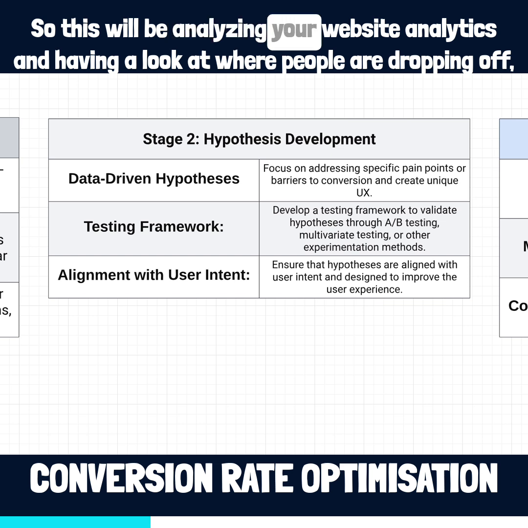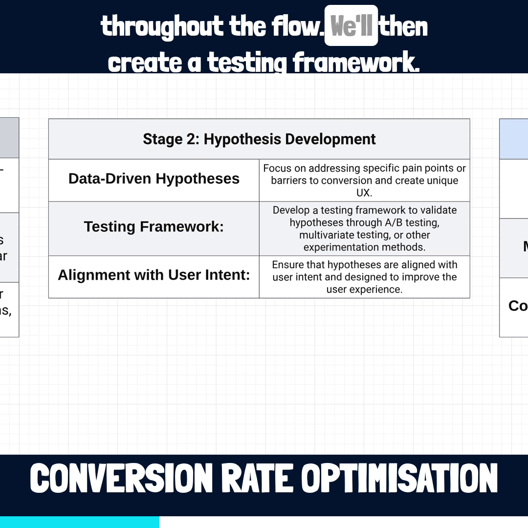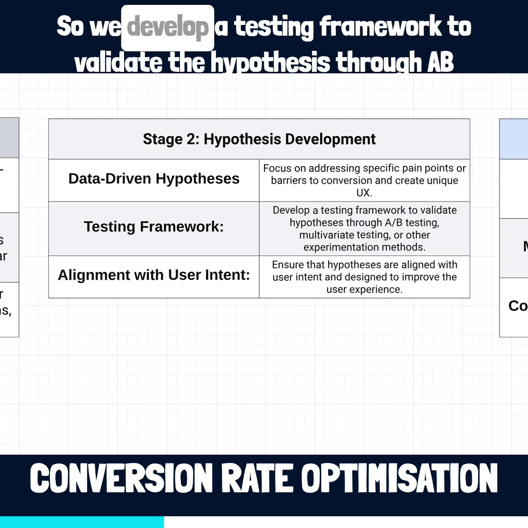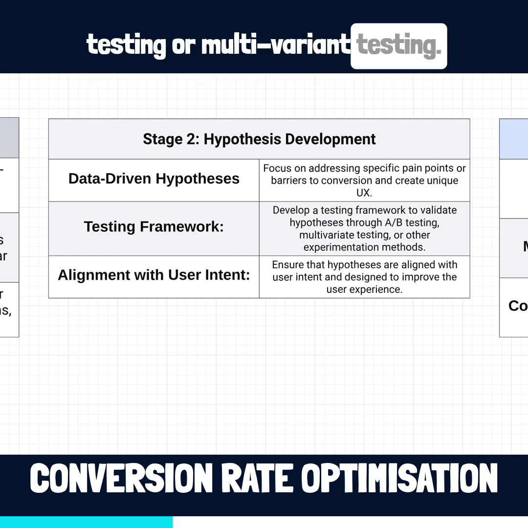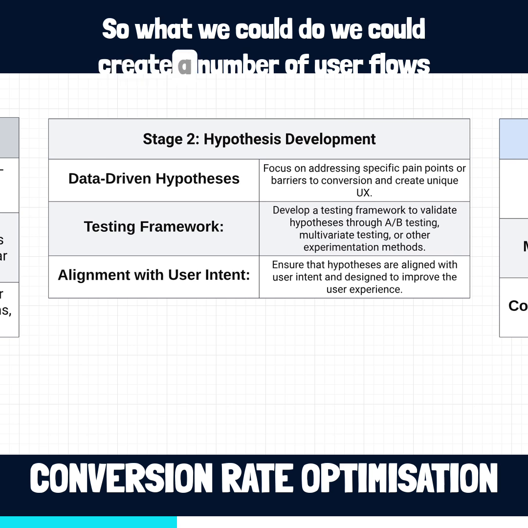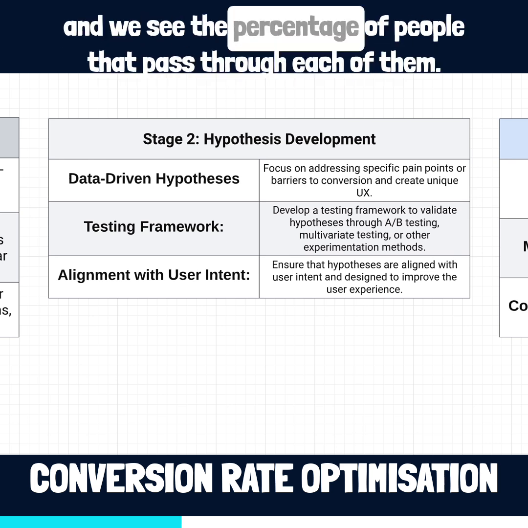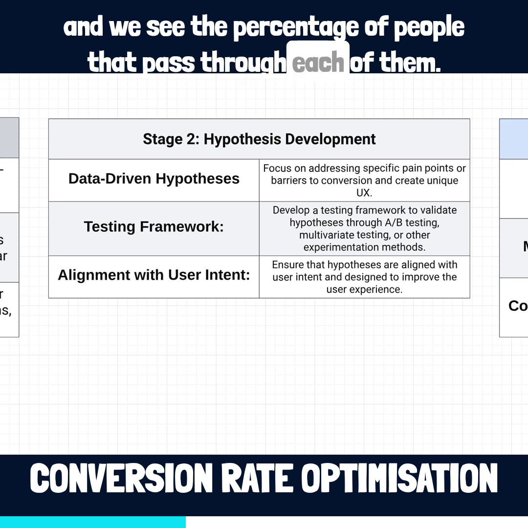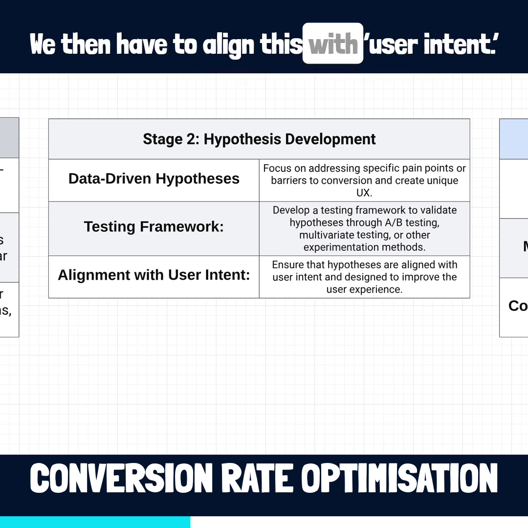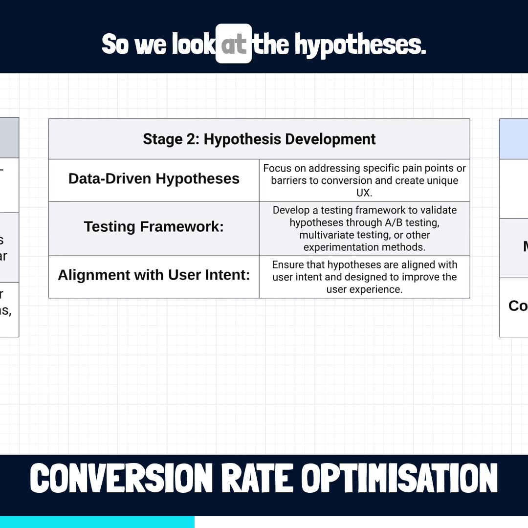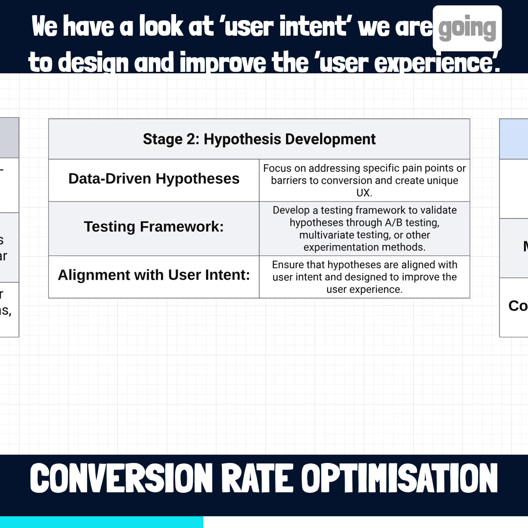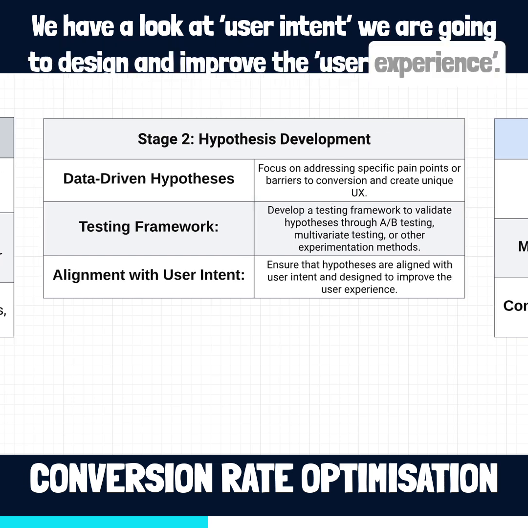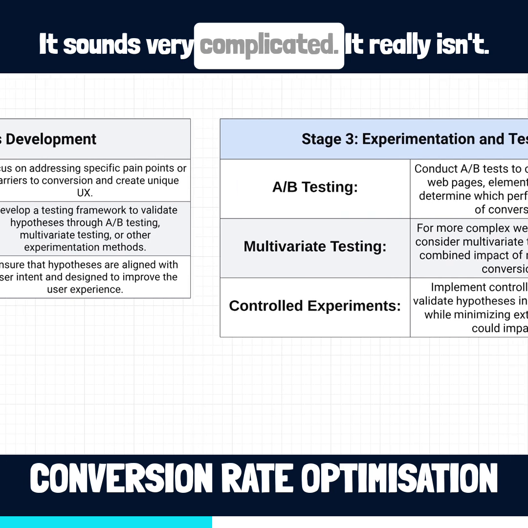So this will be analysing your website analytics and having a look at where people are dropping off throughout the flow. We'll then create a testing framework. So we develop a testing framework to validate hypotheses through A/B testing or multivariate testing. What we could do is create a number of user flows, and we see the percentage of people that pass through each of them. We then have to align this with user intent. So we look at the hypotheses, we have a look at user intent, and we are going to design and improve the user experience. It sounds very complicated, it really isn't.